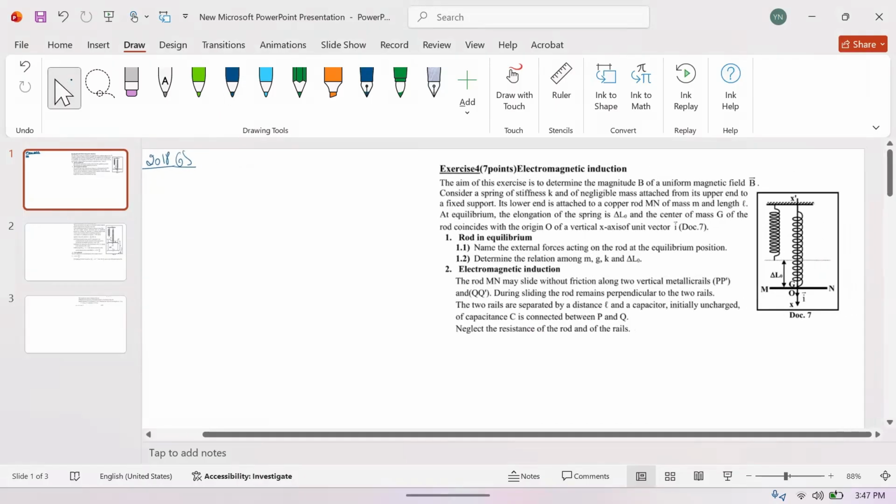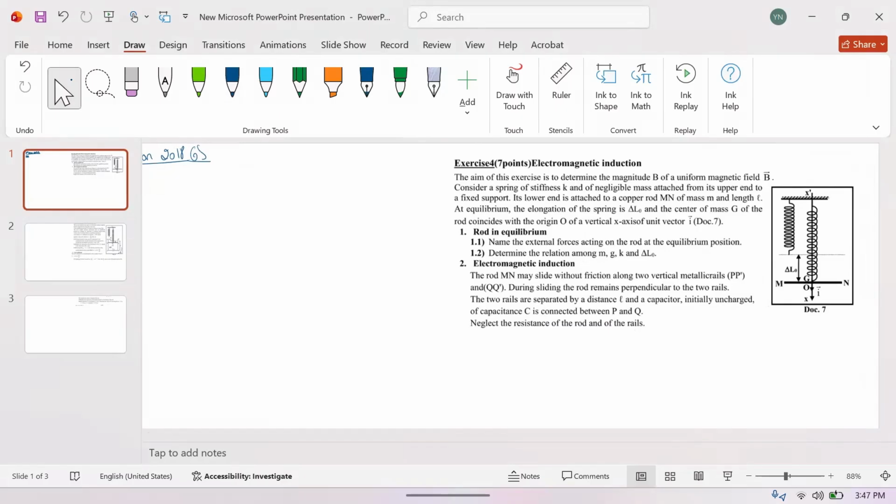So in this exercise, we have a spring that is connected to a rod MN. And as they said in the given, the aim of this exercise is to determine the magnitude B of a uniform magnetic field. We consider a spring of stiffness K, negligible mass, attached from its upper end to a fixed support. Its lower end is attached to a copper rod MN of mass M and length L at equilibrium, and this is a key word here.